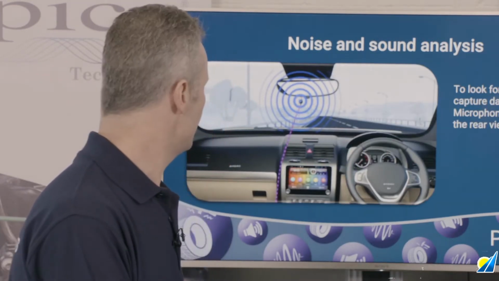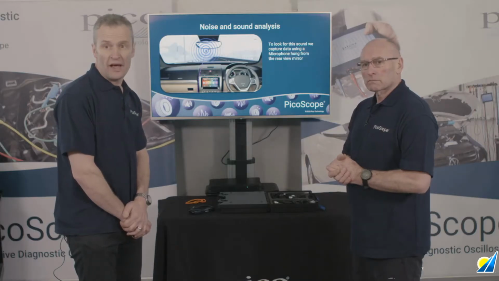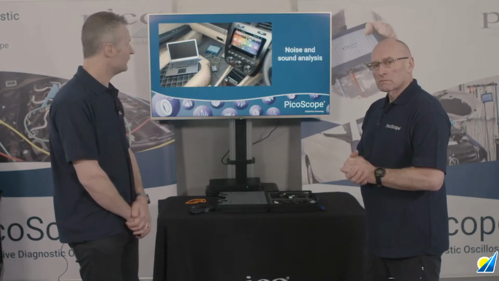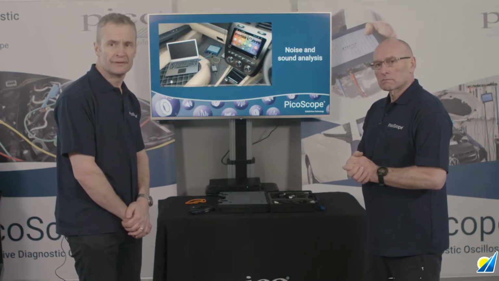So this is where, if it's a complaint of noise, then we should include the microphone. We can still use the accelerometer, but let's add the microphone and place that in the cabin, ideally next to the driver's ear, if it is them who is complaining of the noise, or maybe rear view mirror, because that will give us an overview of all the noises present in the cabin during the road test. So let's have a look at this animation.